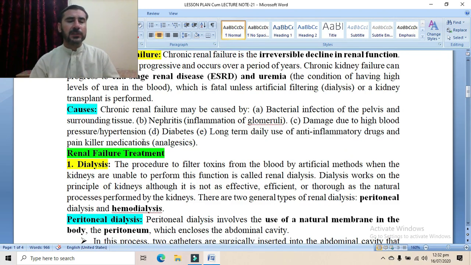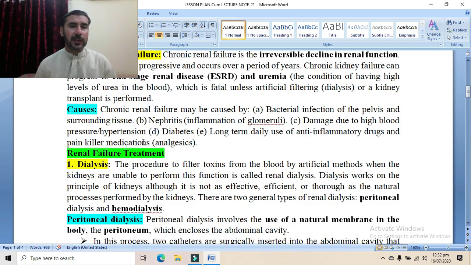Damage due to high blood pressure, hypertension. This is another reason: whenever a patient has high blood pressure or hypertension for a long time, the blood is flowing to the kidneys and to the nephron at a very high pressure. So ultimately this high pressure for a long time will cause damage to the filtration unit, the glomerulus and Bowman capsule, which will result in chronic kidney failure.